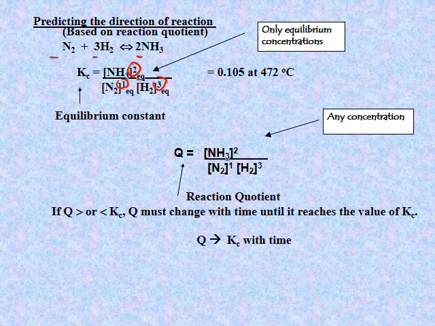Kc value is well known at 472 degrees centigrade for this particular reaction, which is 0.105. No matter what concentration you begin with, eventually the reaction would reach equilibrium and the value is going to be 0.105 for equilibrium constant at 472 degrees centigrade. As temperature changes, this number also changes. Now then, what is Q value?